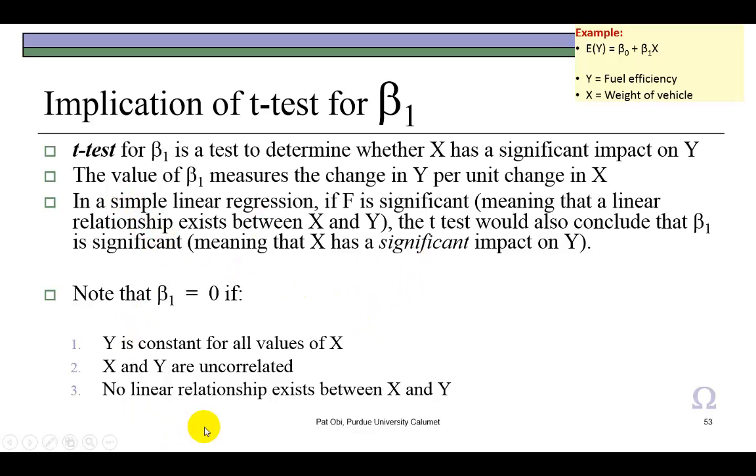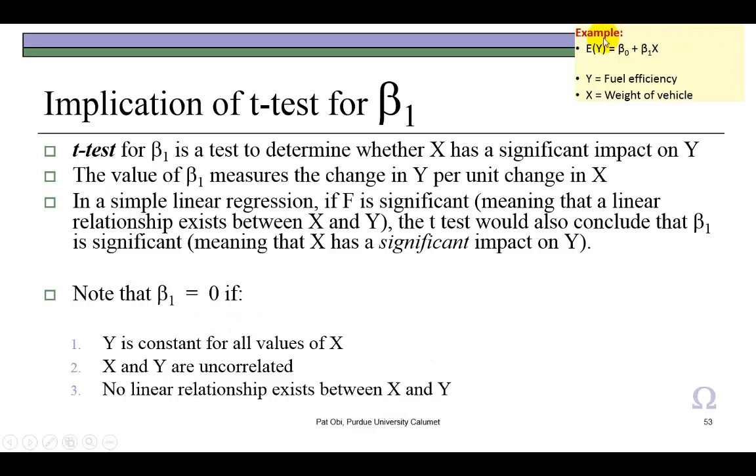And a couple of FYIs right here. If b1, the slope, is 0, then that tells us that y is going to be constant for all values of x. Also, if x and y are uncorrelated, then the slope would also be 0, because the one doesn't move the other. And of course, in the context of a regression relationship, if there is no linear relationship between x and y, then the slope, which is a measure of that relationship, would also be 0.